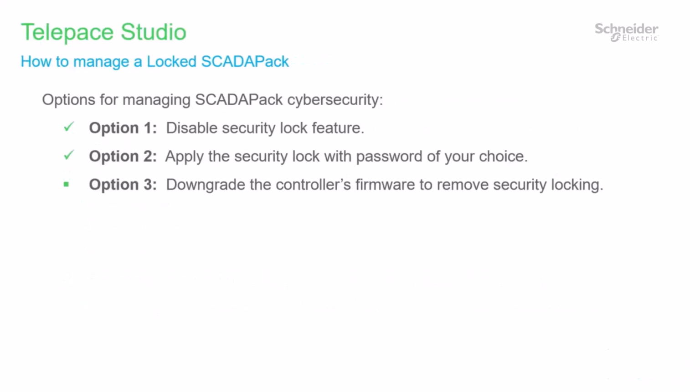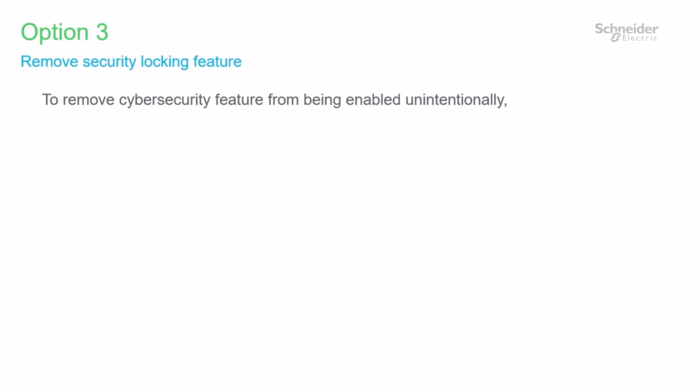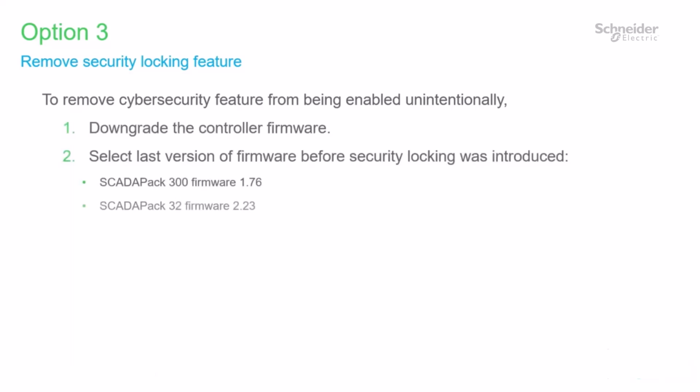Let's look at option 3 now. To remove the cybersecurity feature from being enabled on the SCADAPack in the future, replace the controller firmware with the last version before security locking was introduced for your controller type. This may be helpful in the short term, but do note that downgrading firmware means you are choosing to not take advantage of any improvements, fixes, or new features associated with maintaining up-to-date firmware.